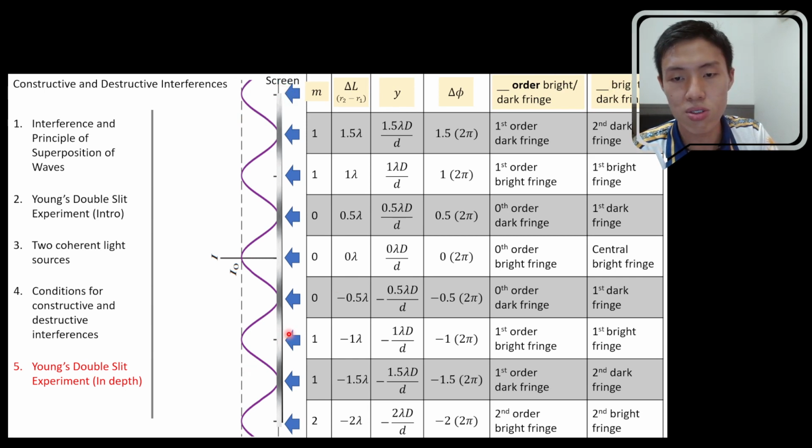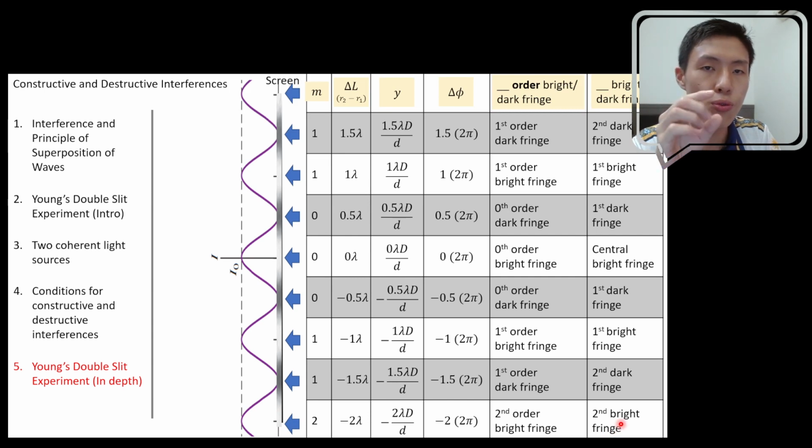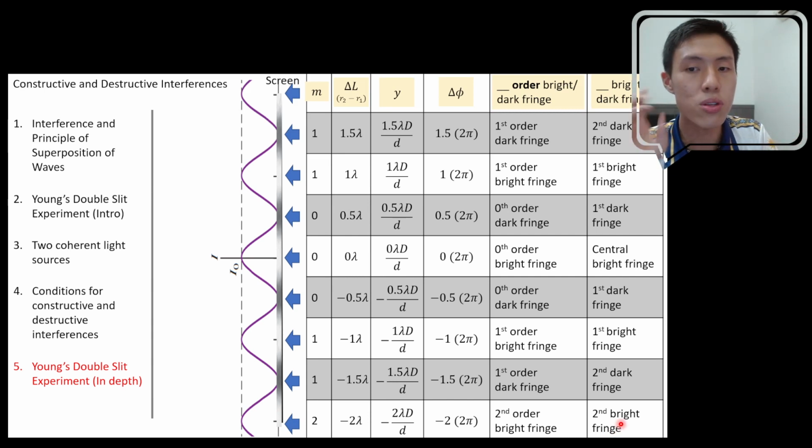Okay, counting downwards is also the same thing. If you go downwards, this is the first time that you see a bright fringe after the central bright, so this is the first bright fringe. This is the second time you see a bright fringe, so this is called the second bright fringe. Okay, so if you don't have the word order, you need to count from the central bright, but not including the central bright.